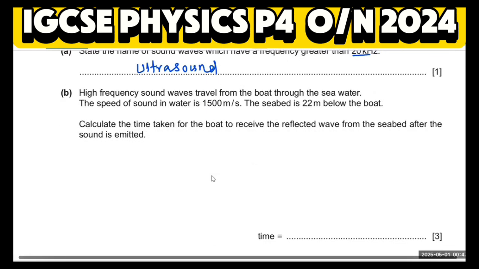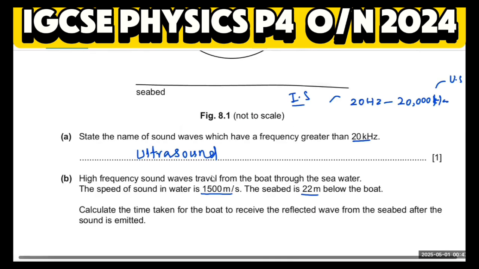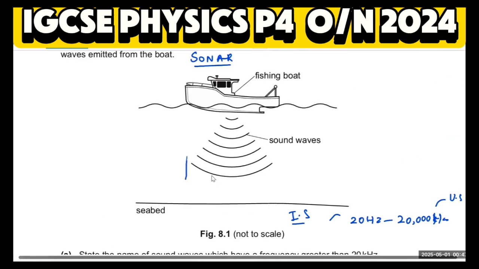The high frequency sound wave travels from the boat through the sea water. The speed in the water is 1,500 meters per second and the seabed is 22 meters. Calculate the time taken to receive the reflected wave from the seabed after sound is emitted. First of all, you will use the formula distance is equal to speed multiplied by time. But the distance traveled will be double because they ask the total time when the wave is sent and reflected back. So we will use two-sided distance.